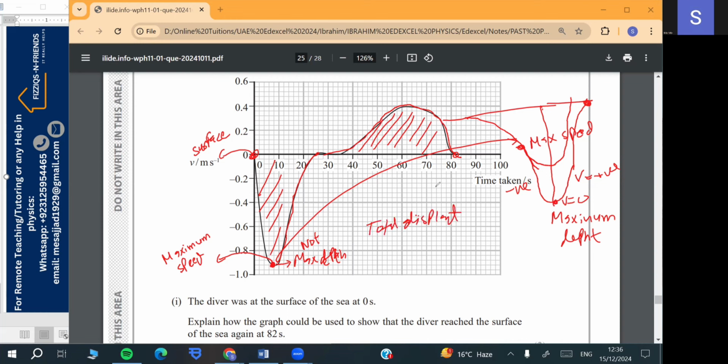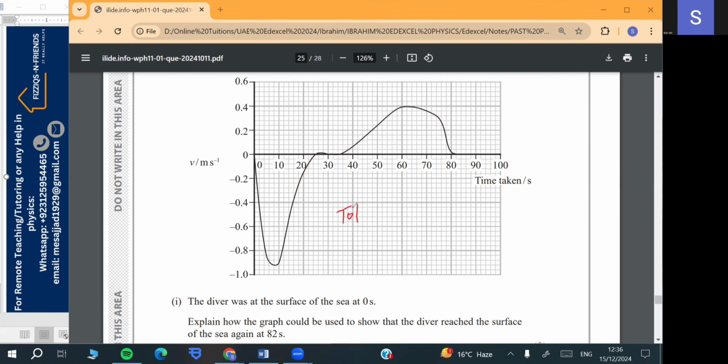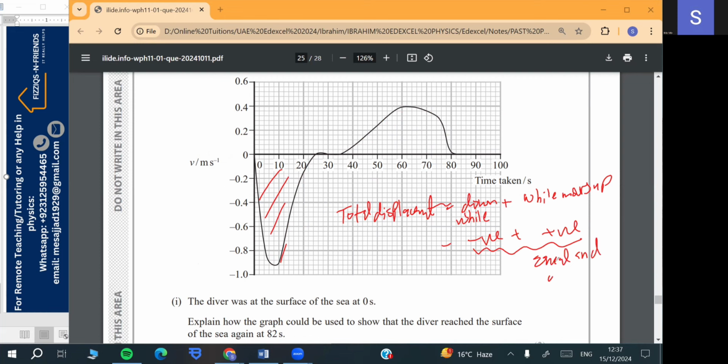Total displacement, total displacement while moving down, plus while moving up. Since this area is negative and this is positive and equal, therefore the total displacement is 0. So when you have the total displacement 0, then deep down in the water and up while you're coming up.